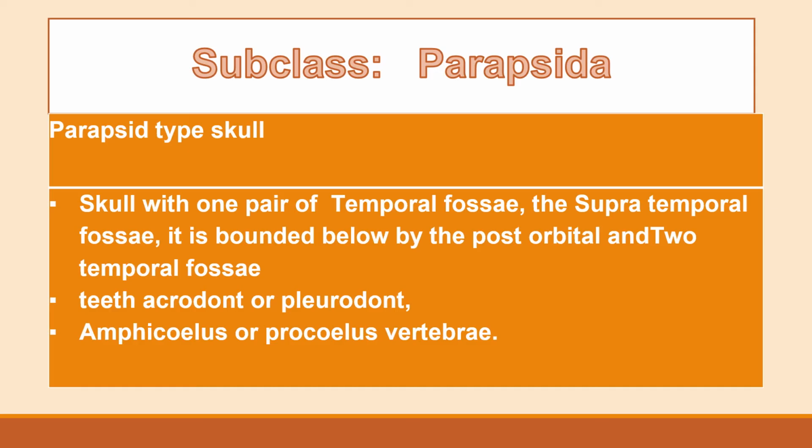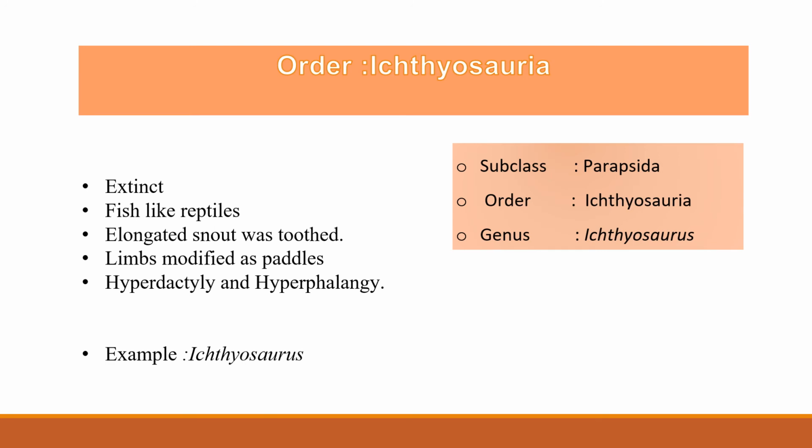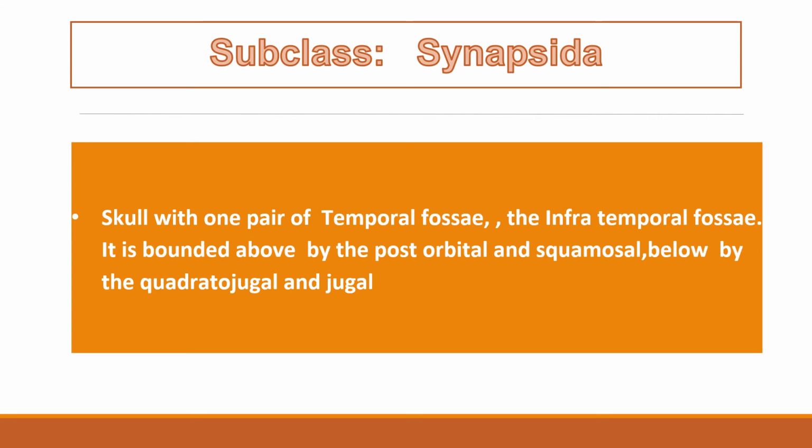Subclass Parapsida has no living representatives and possessed only a single temporal fossa on each side of the skull. Ichthyosauria, coming under subclass Parapsida, were fish-like reptiles. They had an elongated snout, which was toothed. Limbs were modified as paddles, and they showed hyperdactyly and hyperphalangy.